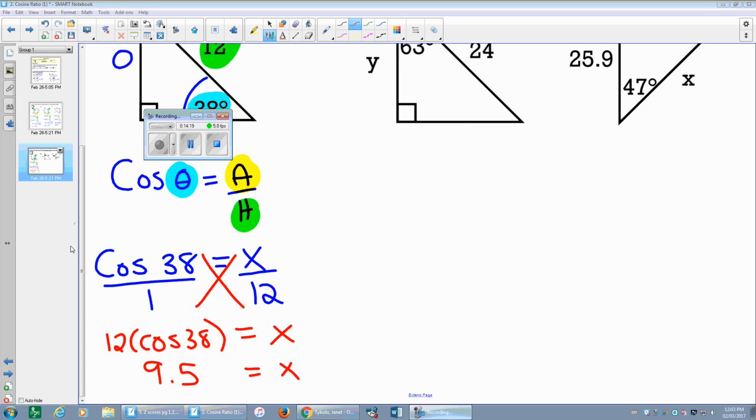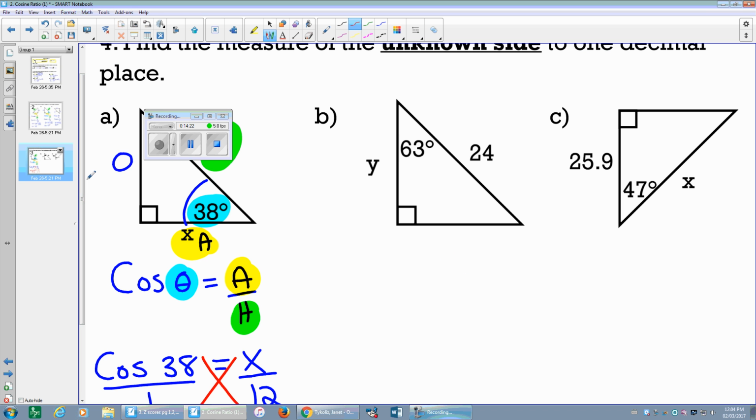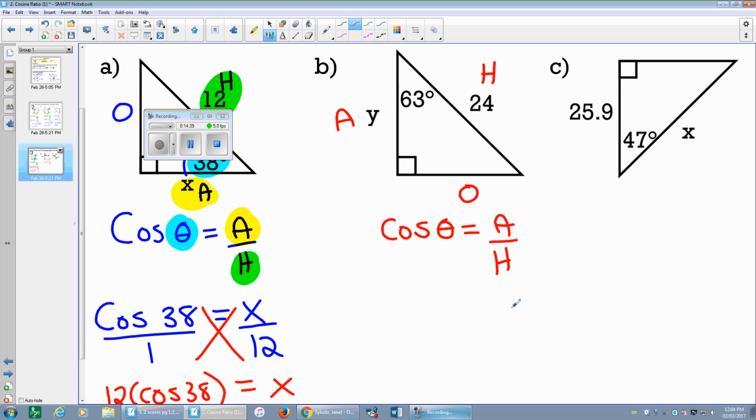Okay, your next example here, again, I'm going to label my triangle. Here's my hypotenuse, here's my opposite, here's my adjacent. So here is my formula, cos theta equals adjacent over hypotenuse. So I'm going to plug in my information here. Cos 63 is equal to, my adjacent is y over my hypotenuse is 24. Put it over 1.